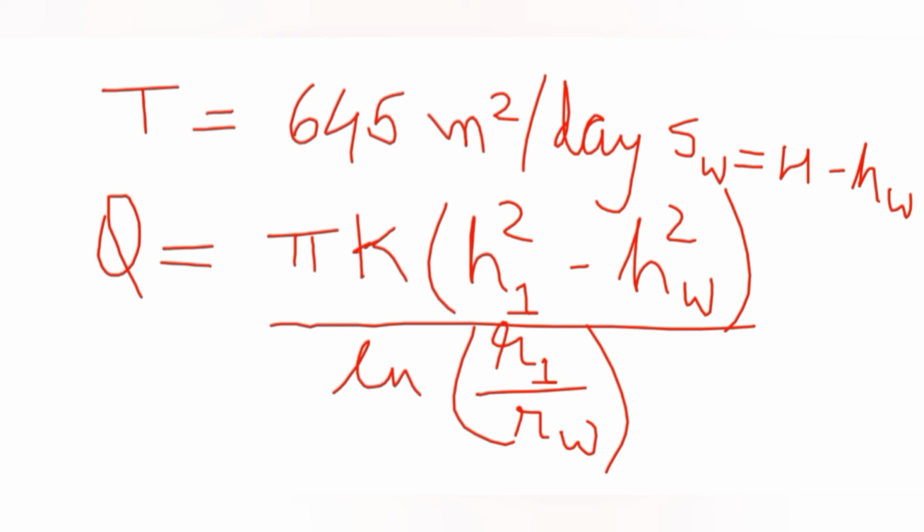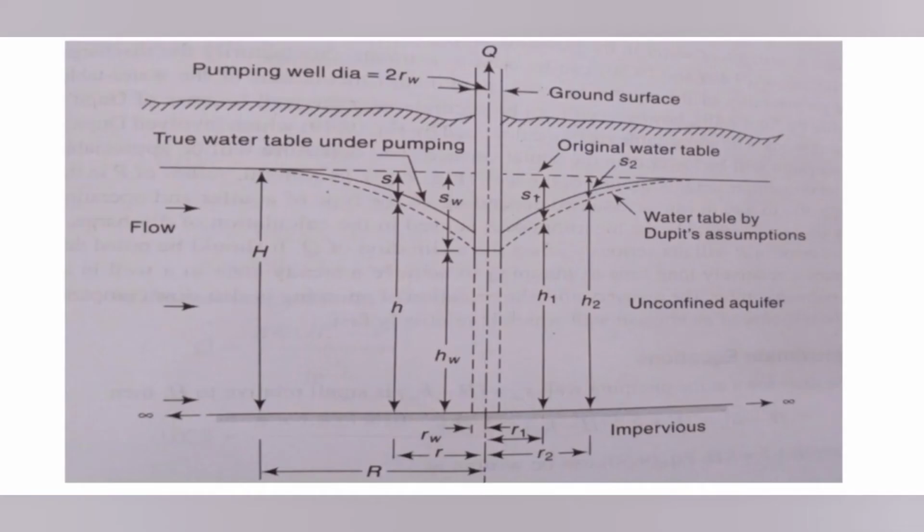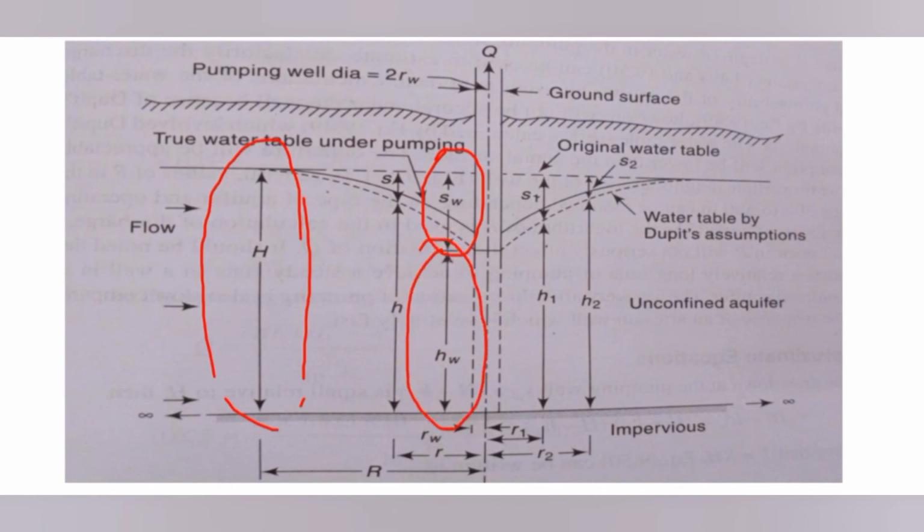I'll show you this by using a diagram. Here, as we can see, at the well face the drawdown is SW, and we need to find out SW. So from this H we'll subtract HW. So SW is equal to H minus HW. In exam, while solving the sum, there is no need to draw the diagram. I have just shown you this for better understanding. Let's get back to the calculations.